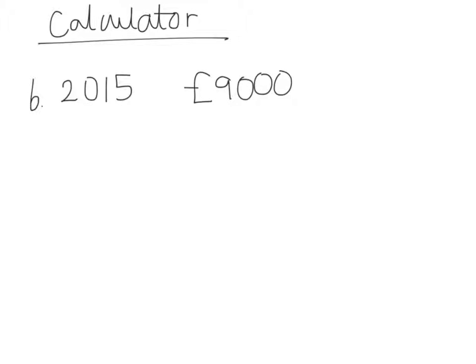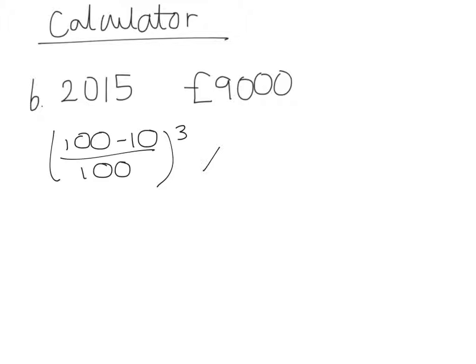Moving on to the calculator paper. So question 6, we're told that in 2015 the car is worth £9,000. It loses 10% each year. What's the value after 3 years? Your first step is to do 100 take away 10, divided by 100. Once you've worked that out, you're going to do your answer cubed, because it's valued at £9,000 in 2015, and we want to know the value after 3 years. So that's where the 3 comes from. And then multiply it by your 9,000.